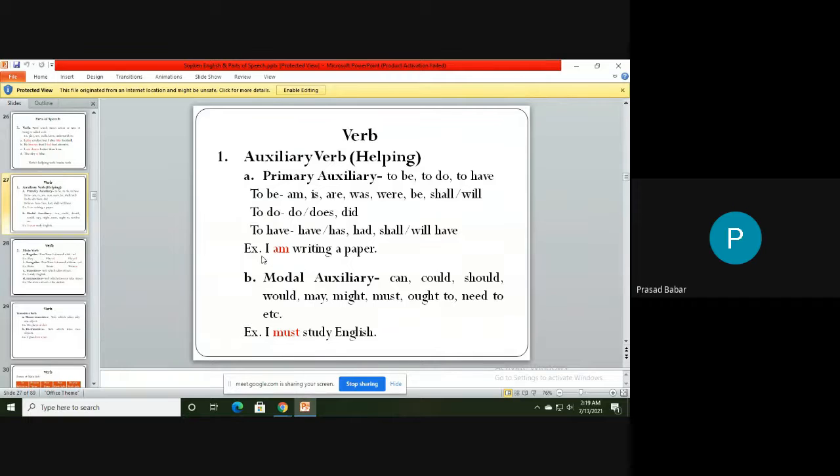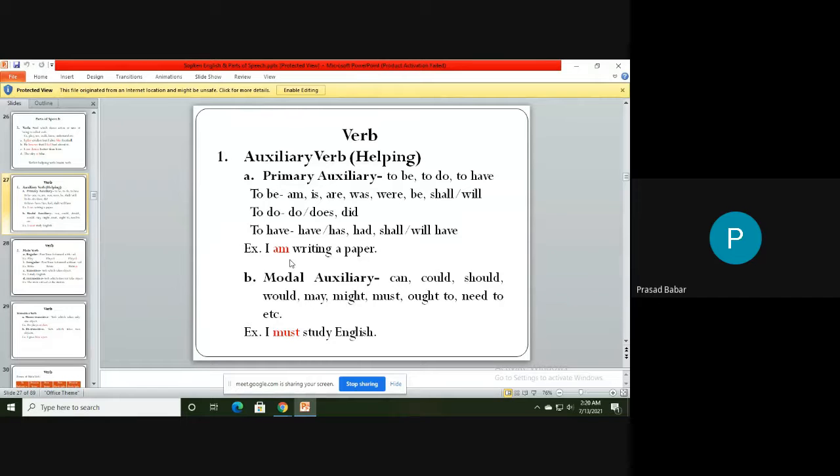Here the example is: I am writing a paper. So here am is an auxiliary verb which is used in the sentence. And the next type of auxiliary verb is modal auxiliary. Which verbs can be categorized as modal auxiliaries?